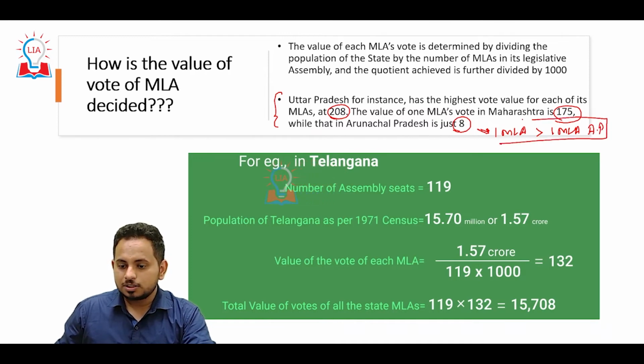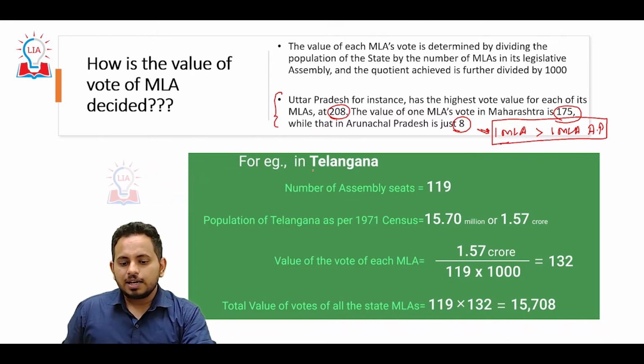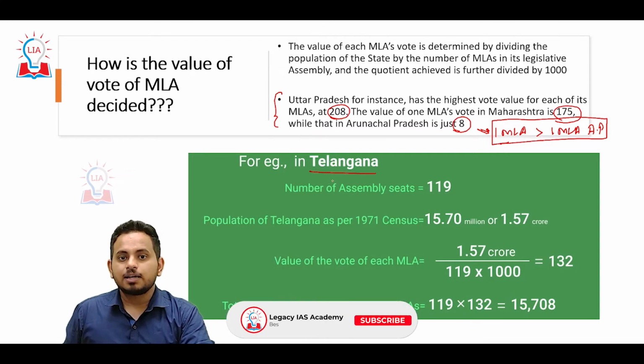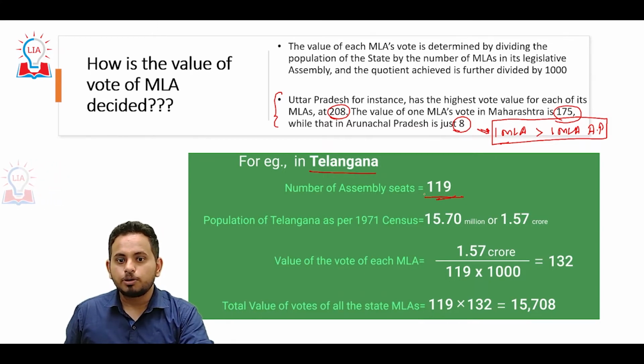Okay, because the value that we get is the ratio of the population and the number of state legislative assembly seats present in that state. Okay, take an example of Telangana here. Let's take an example to make you understand better. The number of assembly seats is 119 and the population according to the 1971 census is 15.7 million or 1.57 crore.